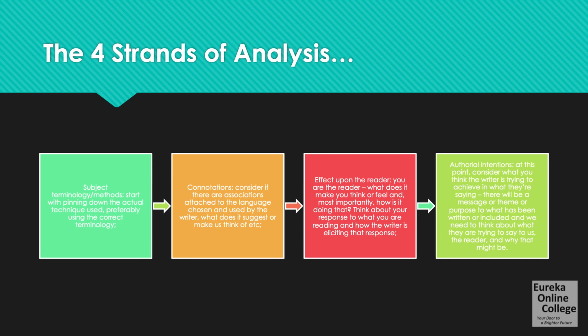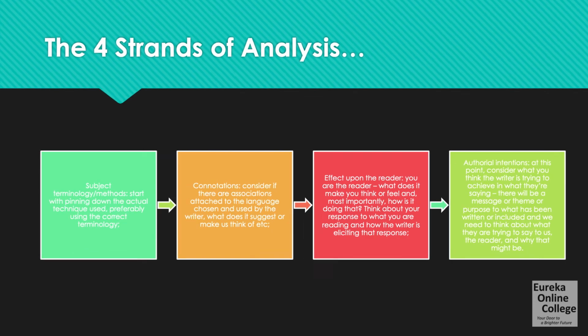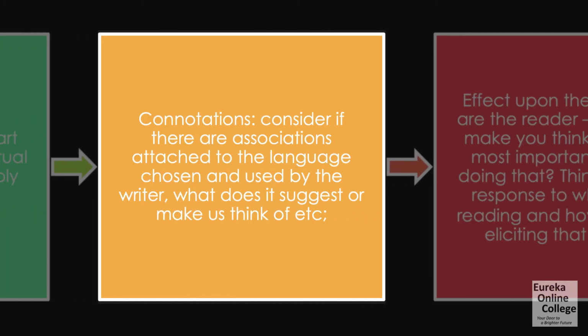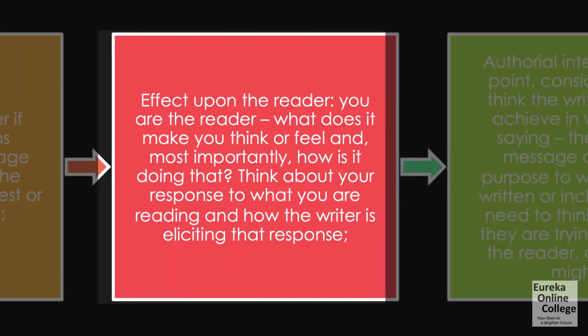For both the assignment and end of unit assignment, don't forget that when it comes to analysing, as has been mentioned elsewhere, we have the 4 strands of analysis, which you may have come across on other units. Firstly, subject terminology and methods. Start with pinning down the actual technique used, preferably using the correct terminology. Secondly, connotations. Consider if there are associations attached to the language chosen and used by the writer. What does it suggest or make us think of, etc.?